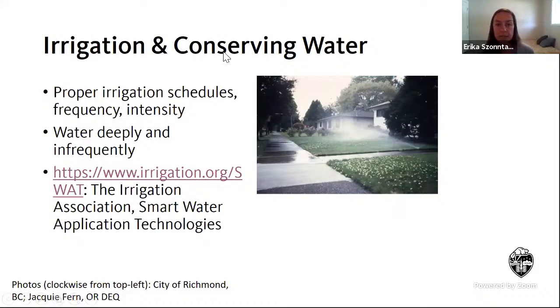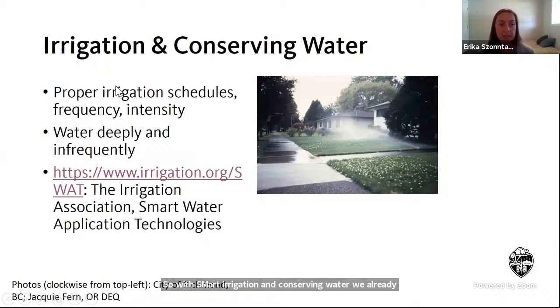So with smart irrigation and conserving water, we already talked about how some cities will provide irrigation schedules for you. So check in with them about that to make sure that you're not watering too much or too little. Those schedules will give you the right frequency and intensity with which to water. And you also want to make sure that you're using the right equipment.